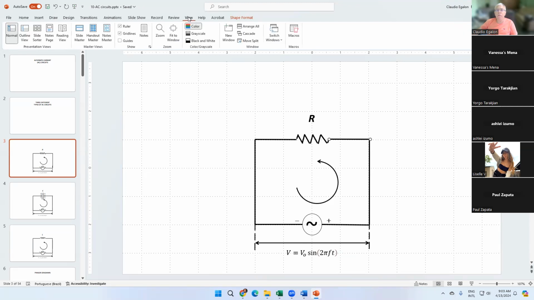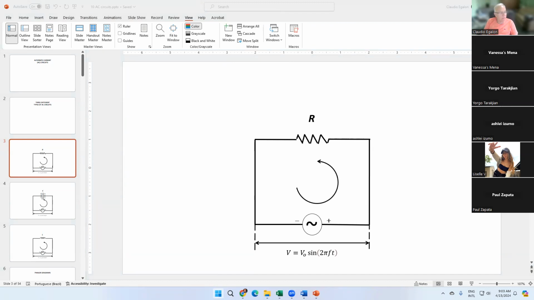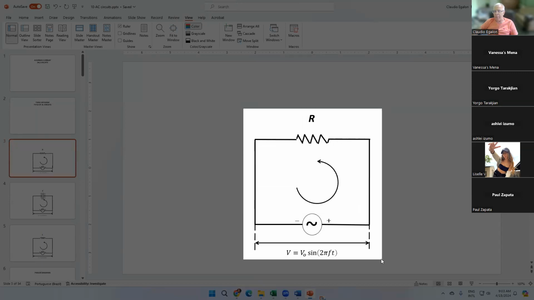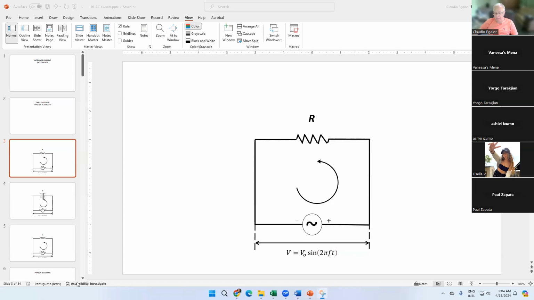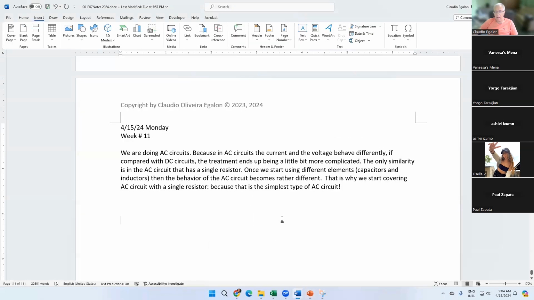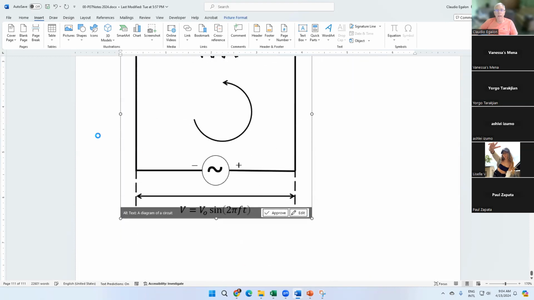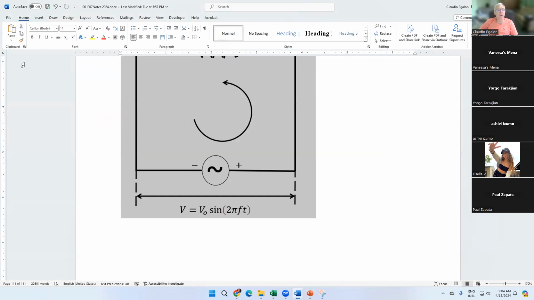And we can apply Kirchhoff's loop law at any point in the circuit. Let's see here. View. I want to remove the grid lines so it can look better. Okay, I'm gonna get the circuit and paste that in my notes. I don't like to do that because the file becomes very heavy when I add the pictures to the file. Okay, so here you go. AC circuit with a single resistor.